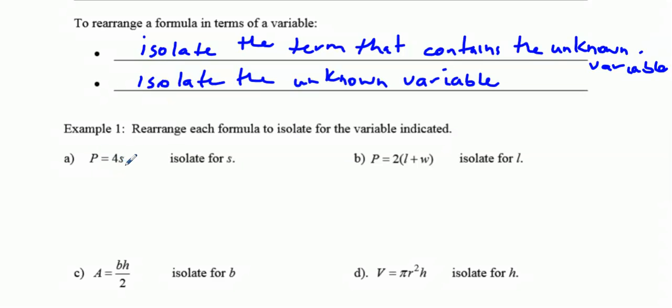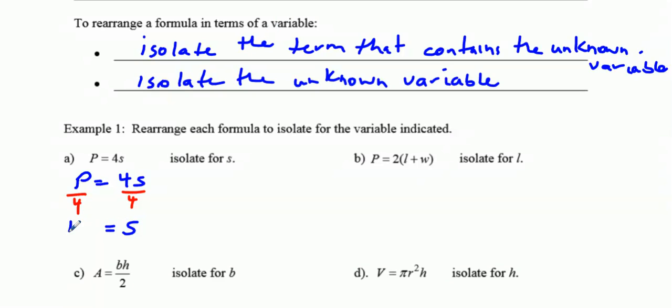So P equals 4S. Ooh, that sounds like the formula for the perimeter of a square, right? If I want to isolate for S, if I'm told what the perimeter is and I'm being asked to find the side length, then I would want to maybe rearrange the formula first instead of just sticking the numbers in and then isolating for S. So I need to isolate S, so I need to undo what's been done to the S. 4 is being multiplied by S, so the opposite operation is that we're going to divide through by 4 on both sides. And so S is going to equal P over 4.